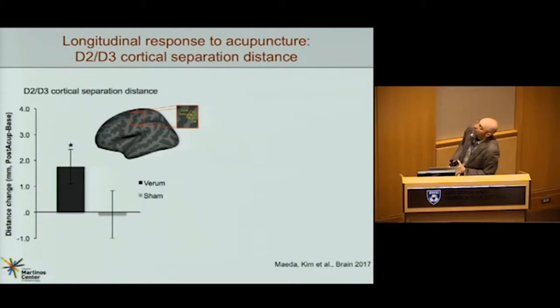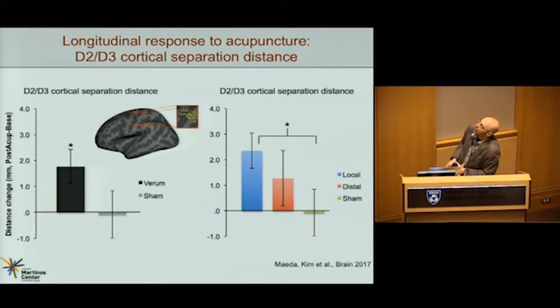So we also looked at the change in the mapping in D2, D3 separation, and here we found improvement, an increase in the separation distance in the brain, for the Verum acupuncture group and not for the sham acupuncture group. And this again was more pronounced, with a larger effect size, for the local acupuncture treated patients than for the distal. And in this case, the statistical significance was only there for local acupuncture relative to sham acupuncture.